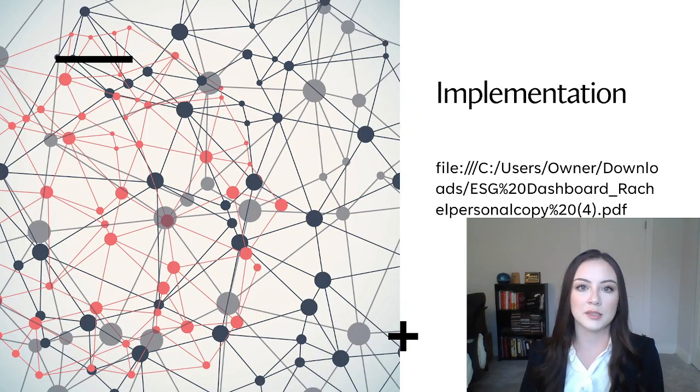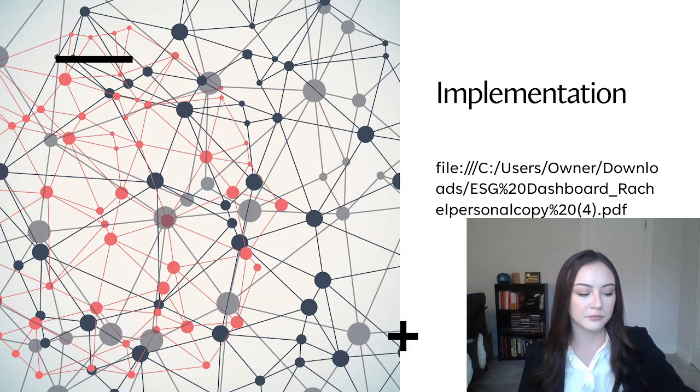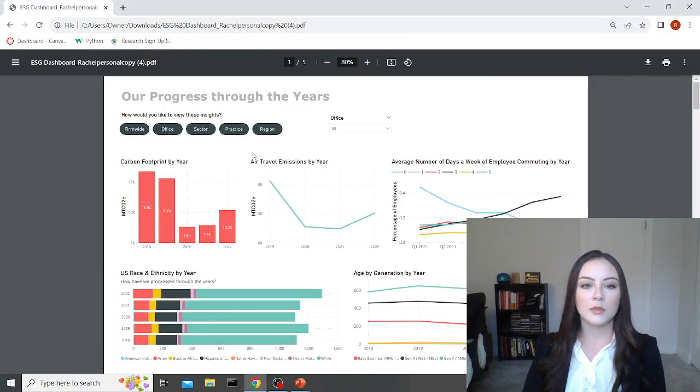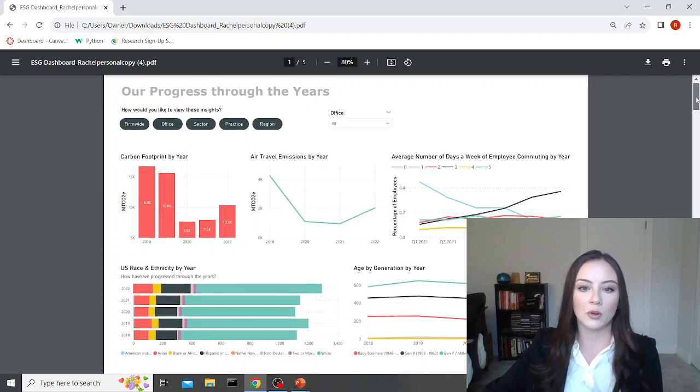Next, we implemented this data into Power BI. This is a PDF example of the dashboard. So the first tab was our progress through the years, which shows several environmental and social metrics over the last 5 years and how they have progressed.